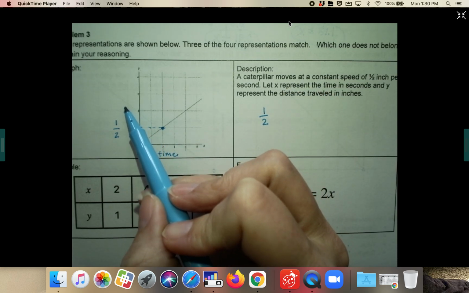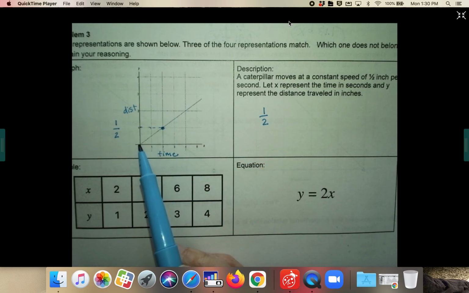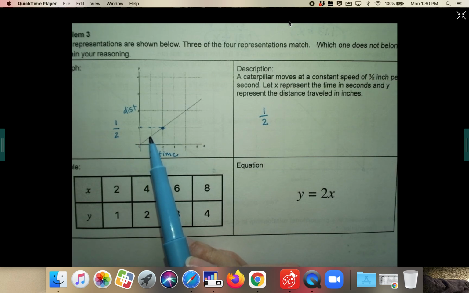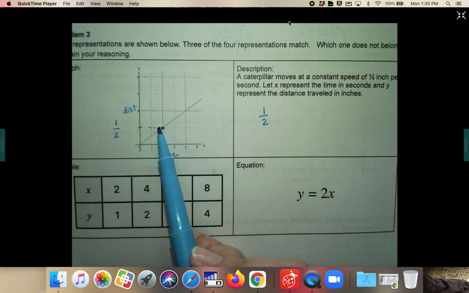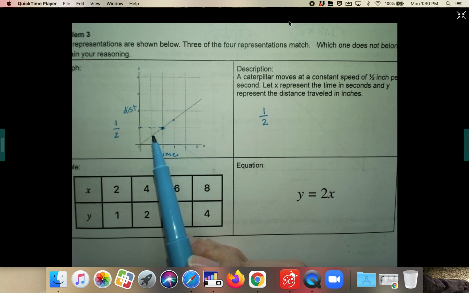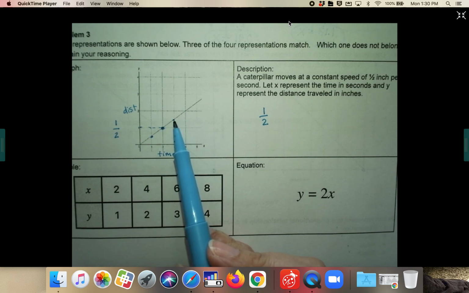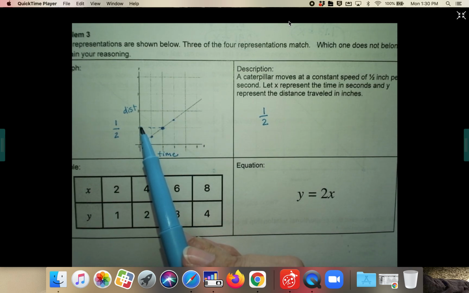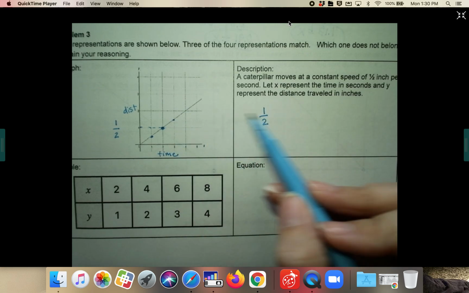So let's look. Distance. It went 1/2 an inch per 1 second. Another 1/2 an inch per another 1 second. Another 1/2 an inch for another 1 second. So this one is the same. 1/2 per 1, 1/2 per 1, 1/2 per 1, which is the same as up 1 over 2. So these two are so far the same.